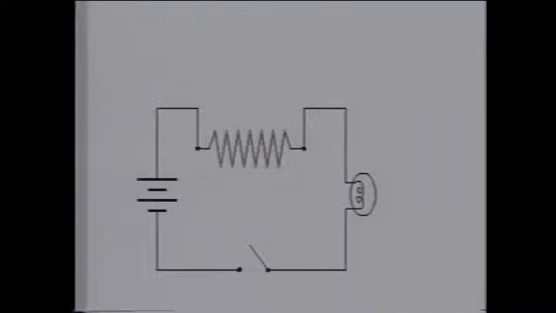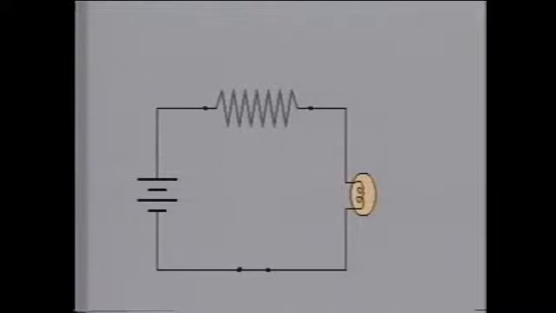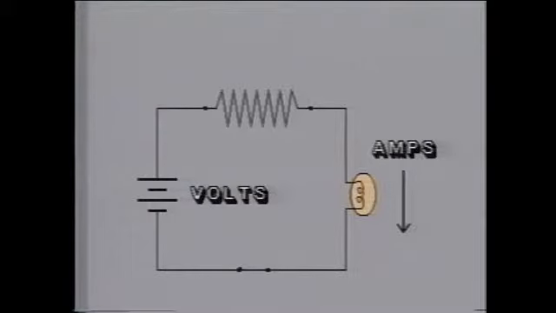Since we can vary the amount of resistance with the alligator clips, we can call this a variable resistor. The volume control on a radio or a television is a variable resistor. As we measure voltage in volts and current in amps, we measure resistance in ohms. Now we're ready for still another investigation.